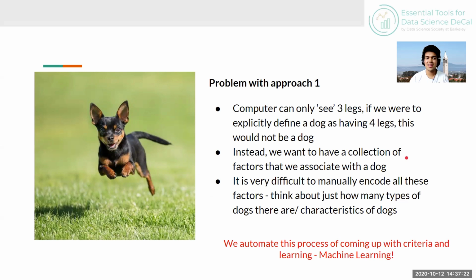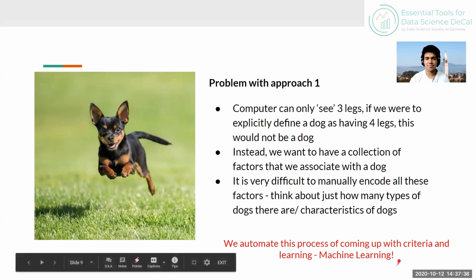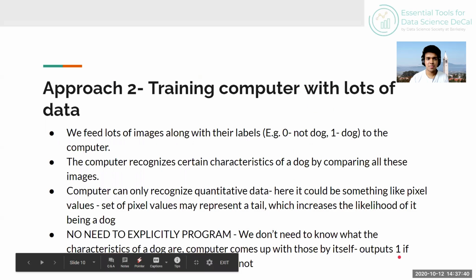So there are just infinitely many characteristics that you can find, and it's really difficult to come up with a set of comprehensive rules that summarize what being a dog is. So what do we do? We automate this process of coming up with criteria and learning. And that is the essence of machine learning. So this leads us to a second approach, which is training the computer with lots of data.